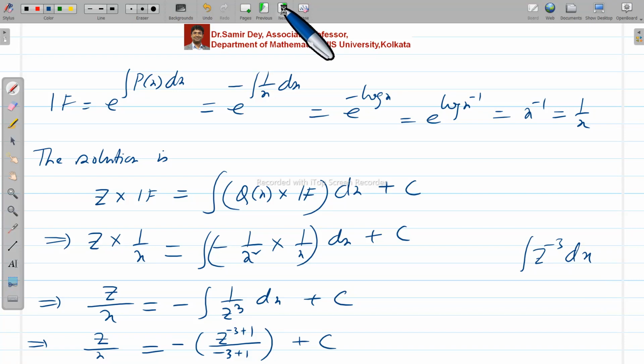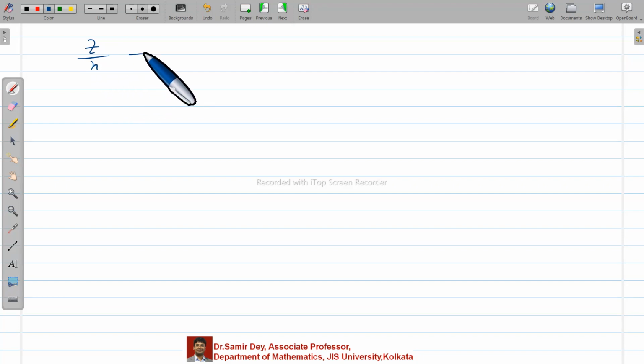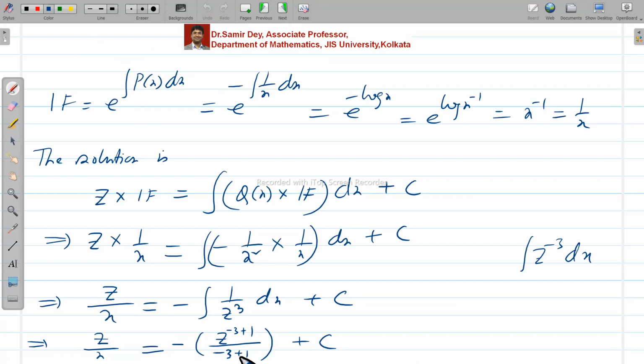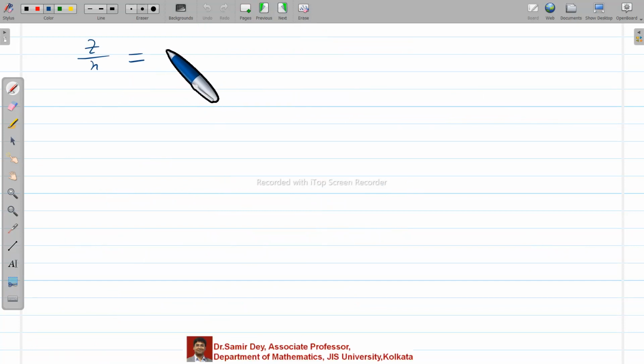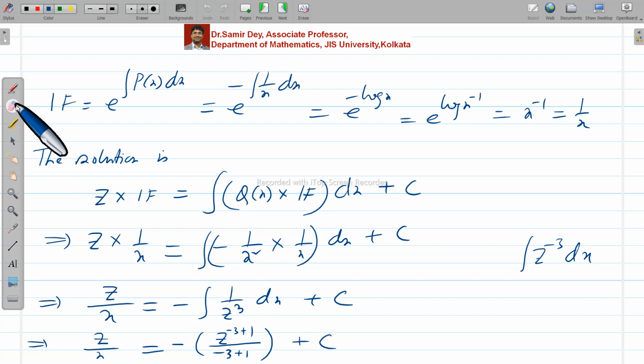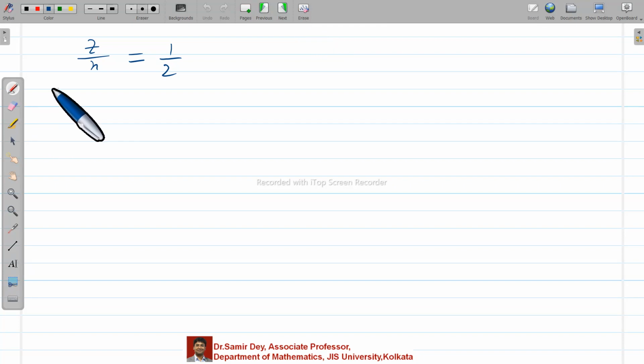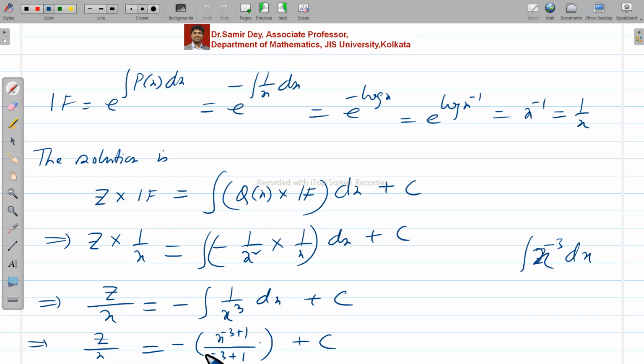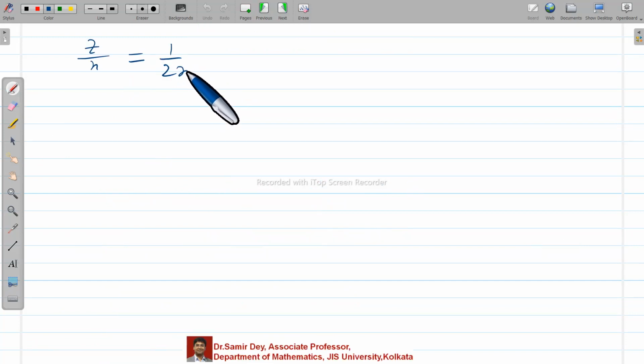Now, after simplification, what is coming up? It is coming z by x. So, minus minus 2 is coming, minus minus plus, and it is coming 1 by 2. It should be x, sorry. So it is x cube, so ultimately x to the power minus 3 plus 1 by minus 3 plus 1. Okay, so if I rewrite this, ultimately minus sign is absorbed, minus 2 is coming up, minus minus plus. Please write down x square plus c. Please check, that will be the answer.